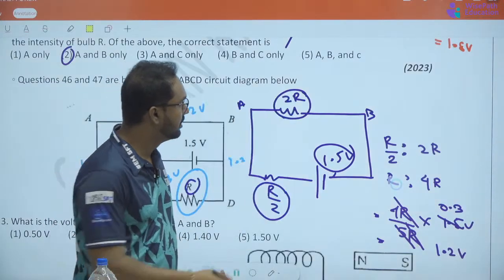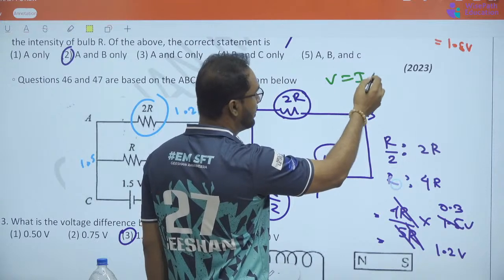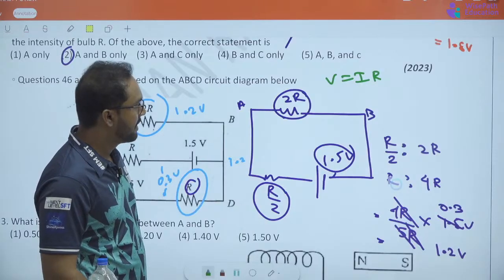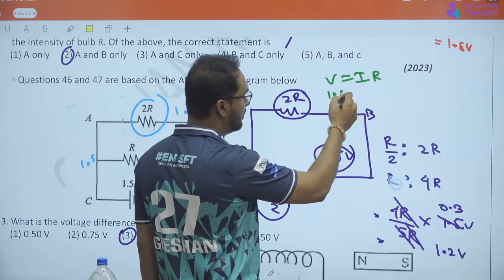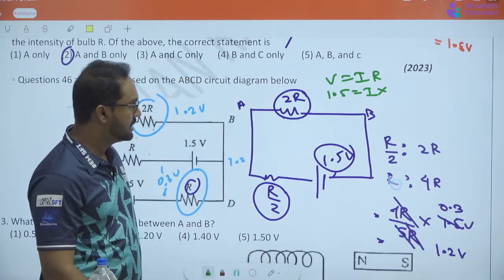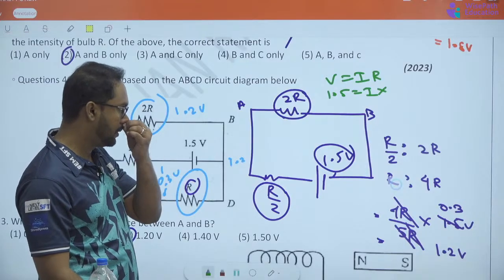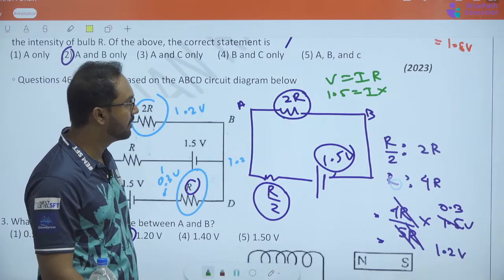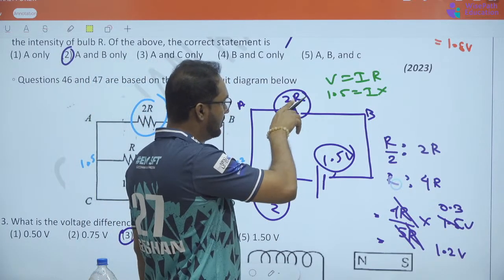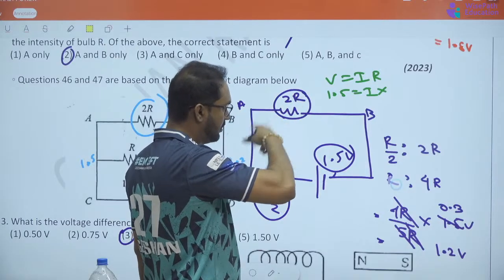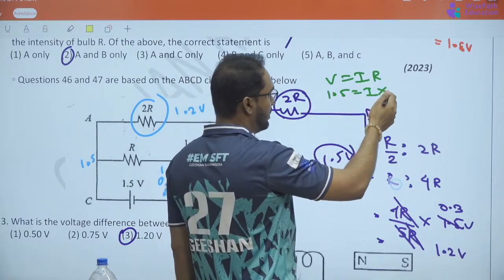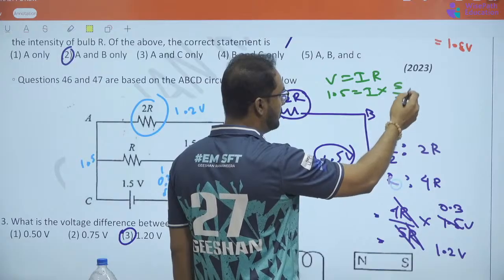I'm going to use green. If I put V equals IR, we can find out how much current is coming out. So voltage, 1.5, equals I into R, which is 2R plus R over 2. That is basically 2.5 R, right? R over 2 is 0.5 R. This is 2R. All these two together is 2.5 R, which is 5 over 2 R.